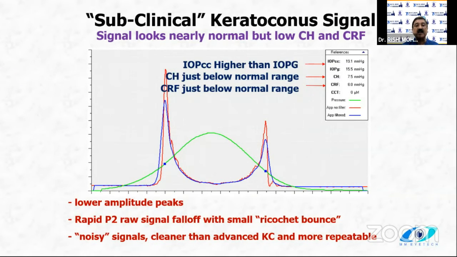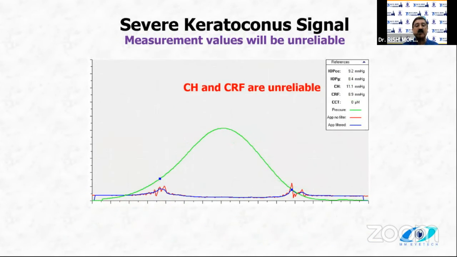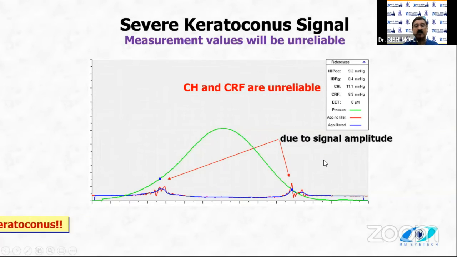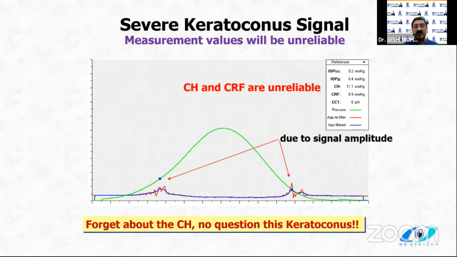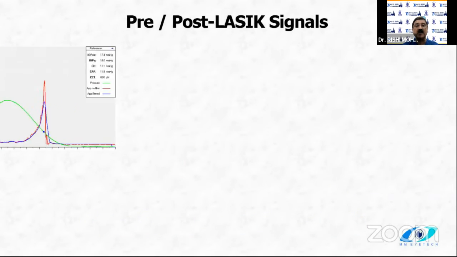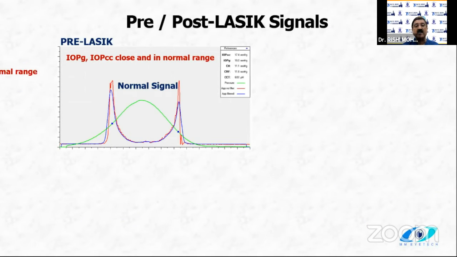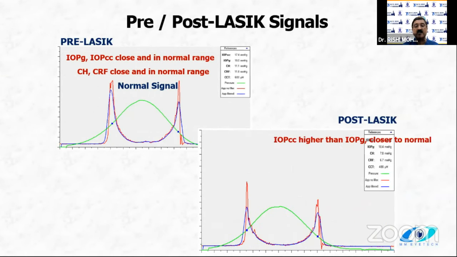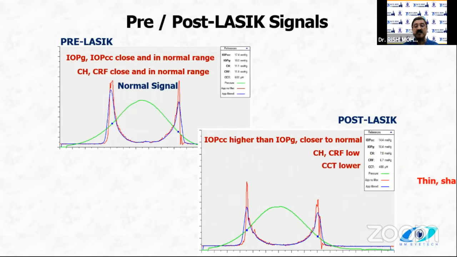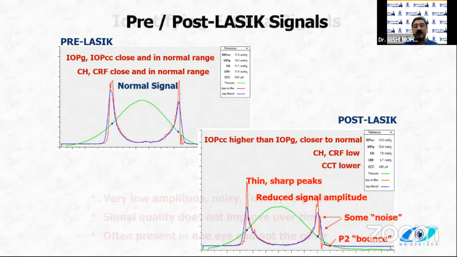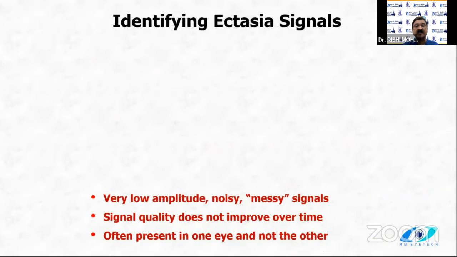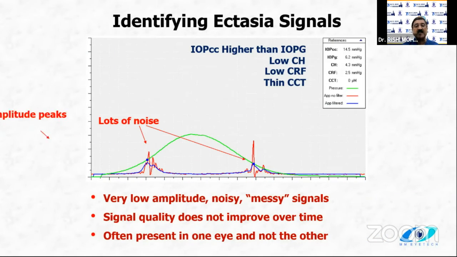Subclinical keratoconus, again, looks nearly normal, but again has low CH and CRF. Severe keratoconus, you can almost see that there is hardly any signal at all. And this, of course, is no question about the hysteresis here. This is keratoconus. Pre and post LASIK, again, you can see a little bit of a drop in the signal, especially on the outside. And the CH and CRF are low with thin peaks and a reduced signal amplitude and noise.